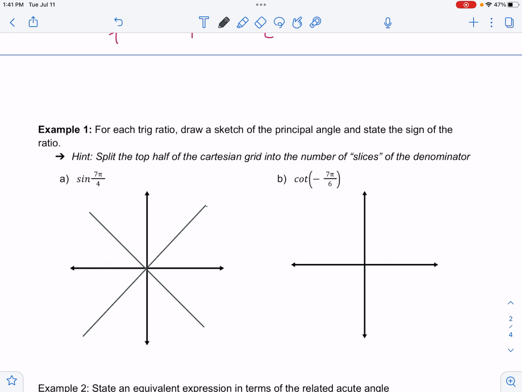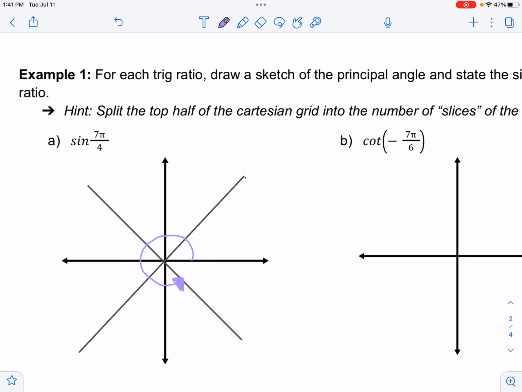Ish. Doesn't have to be perfect. We just get the idea. Okay. We are going to now draw the principal angle. Each of these is a quarter pi, and I have 7 of them. So we'll sketch. I have 1, 2, 3, 4, 5, 6, 7, all the way around. We draw an arrow at the end.